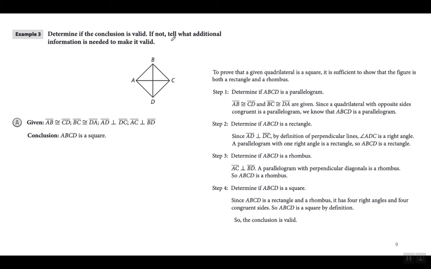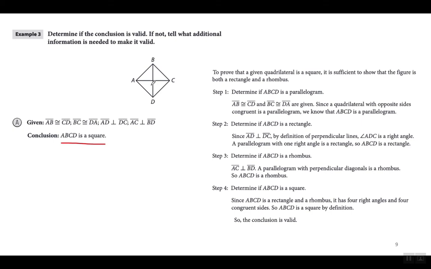All right? Tenemos que determinar si esta conclusión es válida o no. In other words, can we say with this given information that ABCD is a square? Yes or no? Okay, con la información que nos están dando, podemos determinar que ABCD es un cuadrado, sí o no. Esa es la pregunta.